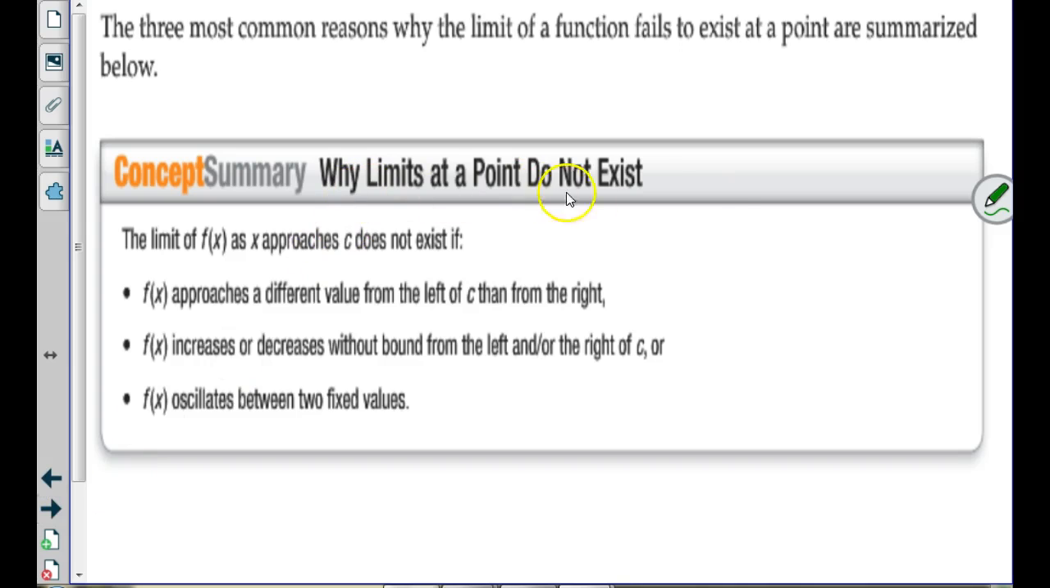All right, reasons a limit does not exist. Reason 1, if it approached a different value from the left than from the right, you'd have to say it does not exist. If it increases or decreases without bound to the left or right, in other words, it's approaching infinity or negative infinity, then you have to say it does not exist. And the third reason would be if it oscillates between two fixed values. That's where it just goes back and forth real fast. Not going to see that probably.